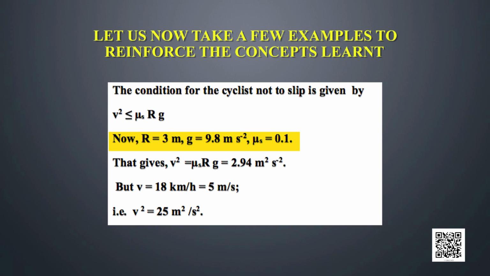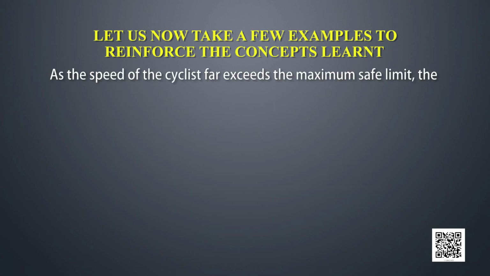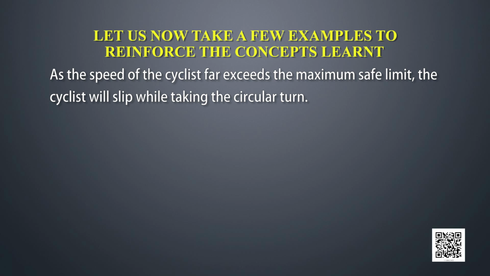So, using g equal to 9.8, we get v square is equal to 2.94 meter square per second square. For the cyclist, the speed is 18 kilometer per hour, which on conversion to SI units gives you 5 meter per second. Therefore, v square is 25 meter square per second square, far more than the maximum safe limit. So, as the speed of the cyclist exceeds the maximum safe limit, the cyclist will slip while taking this particular circular turn at 5 meter per second.